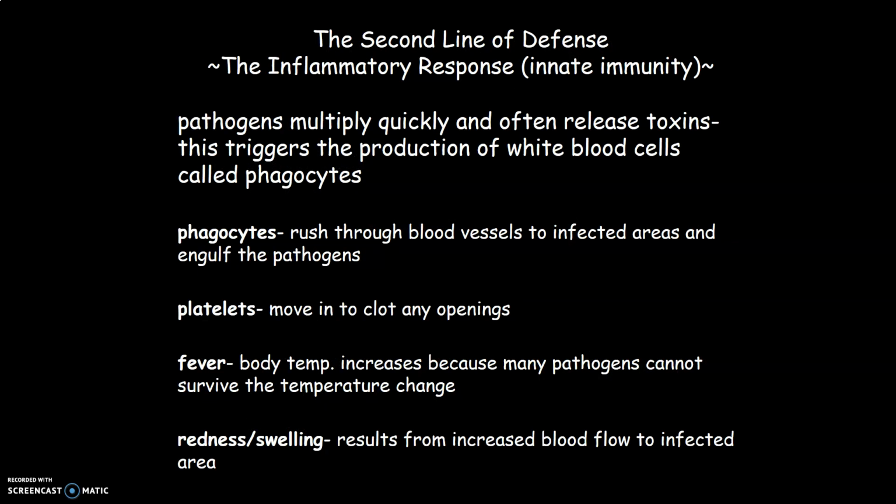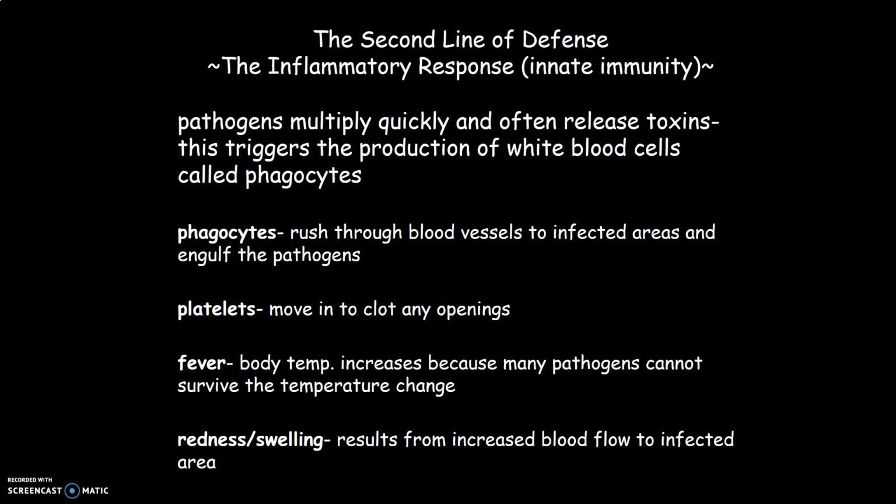Now, the second line of defense is our innate immunity, or something like the inflammatory response. We know, especially when discussing viruses, that some pathogens multiply quickly and often release toxins that trigger the production of white blood cells. If you remember back to our circulatory system discussion, we called these white blood cells leukocytes. There are several types of white blood cells that have specific functions in our immune system that we're going to learn when we talk about the third line of defense.